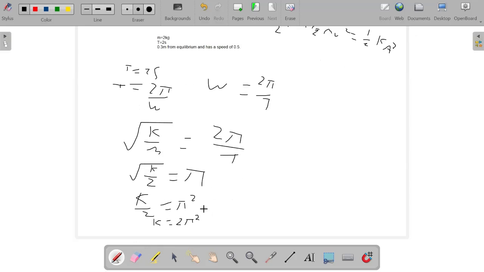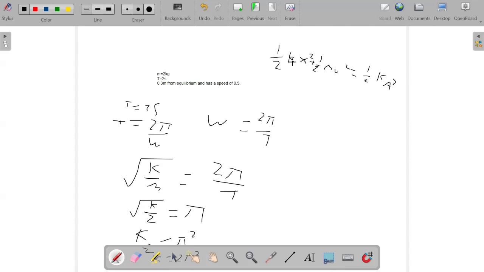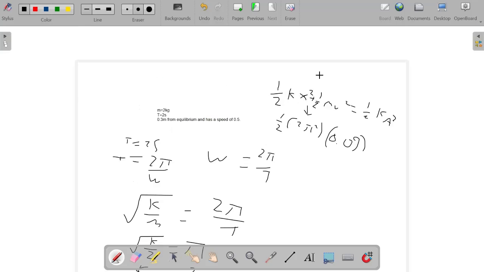So first, let's plug in 2 pi squared for the k. We get 1/2 times 2 pi squared times the x, which is 0.3. Because that's squared, that's 0.09, I believe. And this one is 1/2 mv squared, so that becomes 1/2 times 2 times 0.5 squared, so that's 0.25 then.